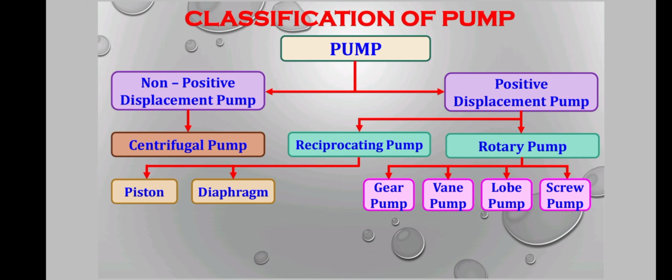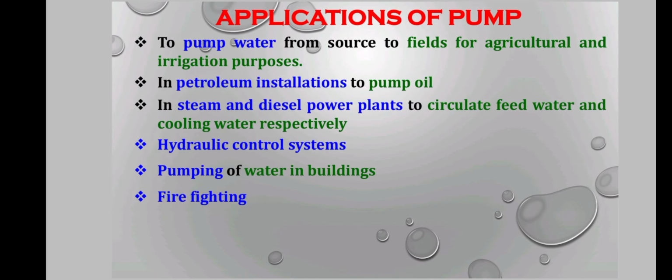First is the non-positive displacement pump, and another is the positive displacement pump. The non-positive displacement pump is the centrifugal pump, and the positive displacement pumps are the reciprocating pump and the rotary pump. The reciprocating pump has two types, piston and diaphragm, and the rotary pump has four types: gear pump, vane pump, lobe pump, and screw pump.